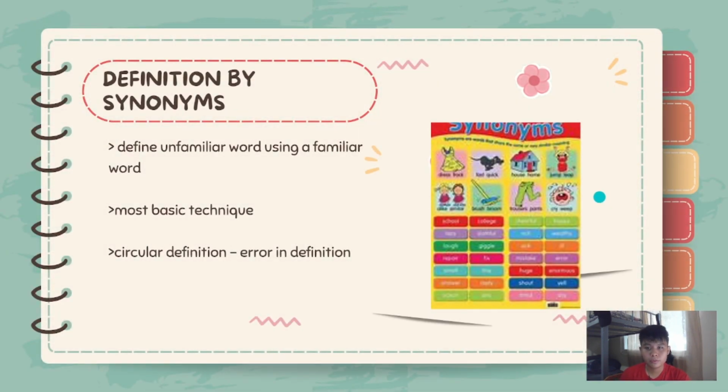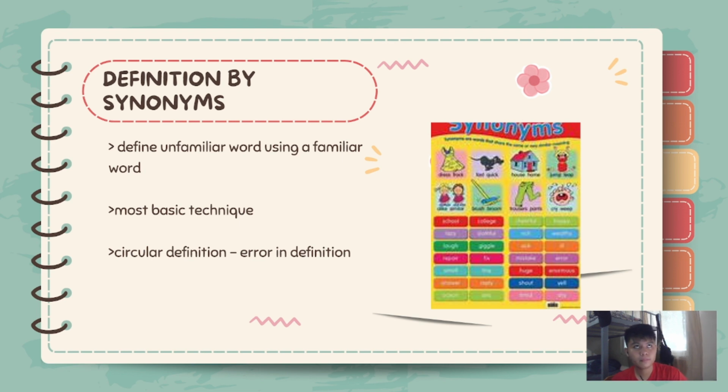First off, ang pagde-define ng synonyms, ang common na ginagawa natin para i-define ang mga bagay-bagay na hindi natin alam or i-explain ang mga bagay na hindi alam ng ating kapwa ay through using synonyms. We define an unfamiliar word using a familiar word.